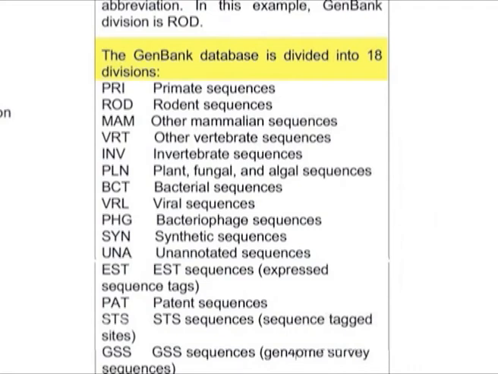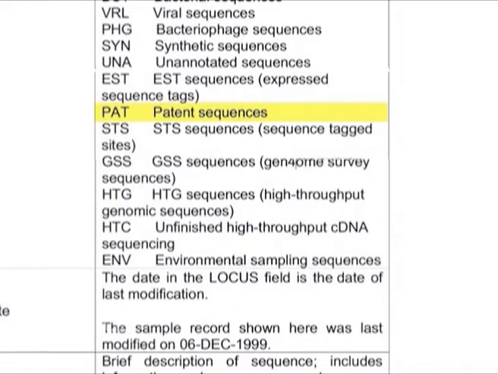The GenBank database is divided into 18 divisions such as PRI for primate sequences, ROD for rodent sequences, MAM for other mammalian sequences, VRT for other vertebrate sequences, INV for invertebrate sequences, PLN for plant, fungal and algal sequences, BCT for bacterial sequences, VRL for viral sequences, PHG for bacteriophage sequences, SYN for synthetic sequences, UNA for unannotated sequences, EST for EST sequences, PAT for patent sequences, STS for sequence tagged sites, GSS for genome survey sequences, HTG for high throughput genomic sequences, HTC for unfinished high throughput cDNA sequencing, and ENV for environmental sampling sequences.